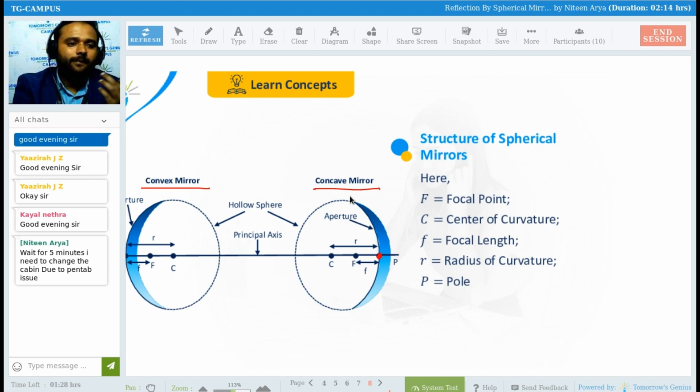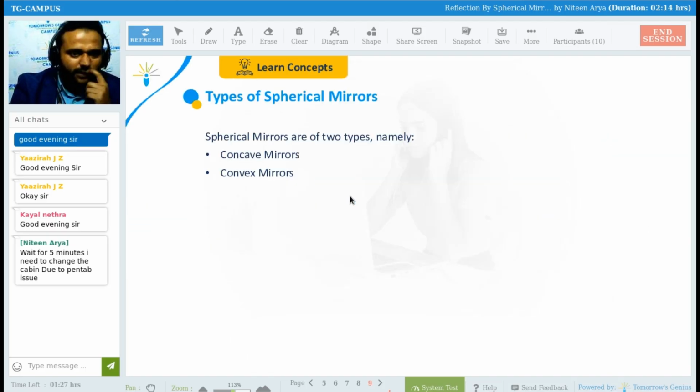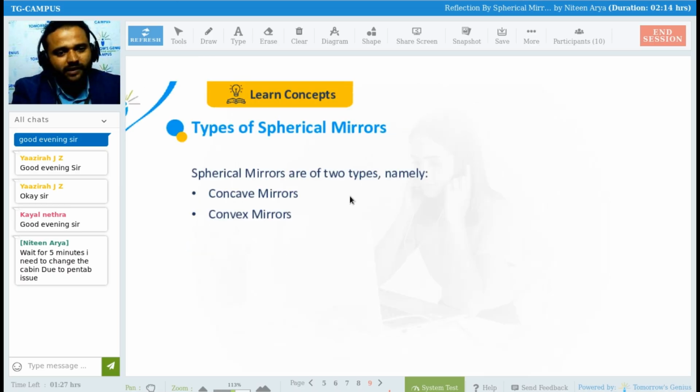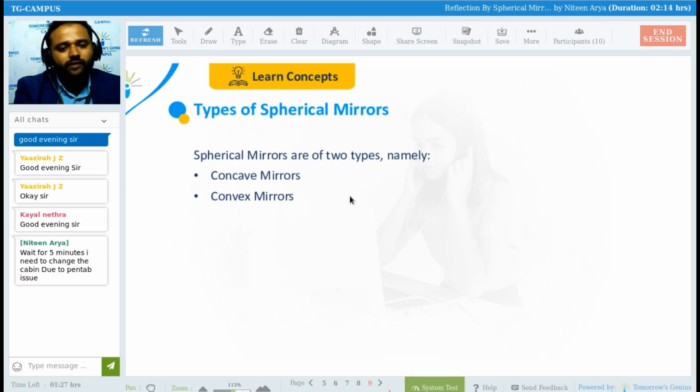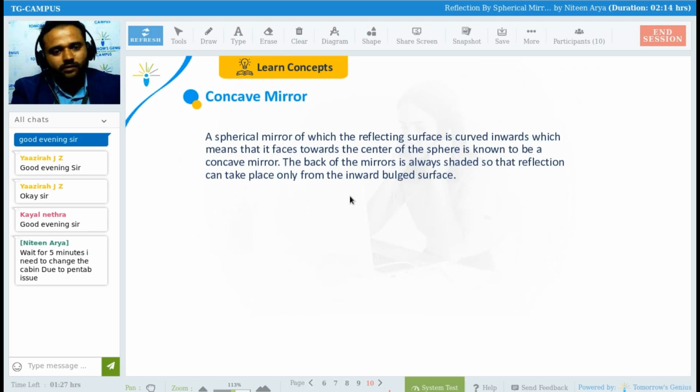Principal axis, what is it? A perpendicular line passing through the pole, the midpoint, focus, and center of curvature is known as principal axis. Nothing more than that. Okay. So now types of spherical mirror. In general, there are two types of spherical mirror: concave mirror and convex mirror. We already know about it.